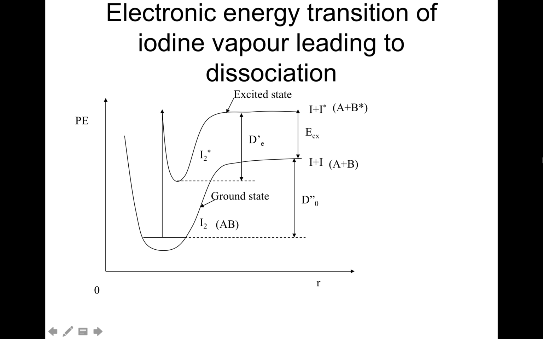So we have the ground state AB here, and we have the excited state AB star there. We have the energy of excitation, the dissociation energy of the ground state, and the dissociation energy of the excited state. A very good example is iodine. Here we will have iodine in the ground state and iodine in the excited state. So we move from I2 to I plus I, and then we can move to I plus I star.